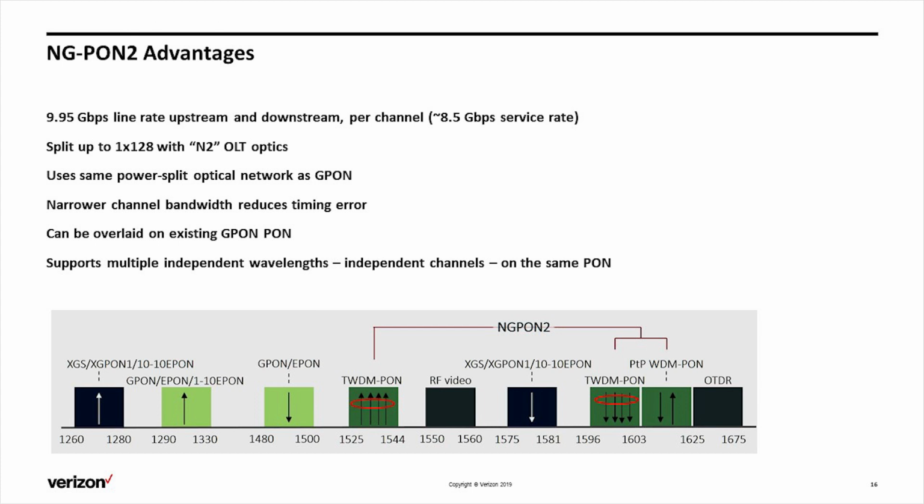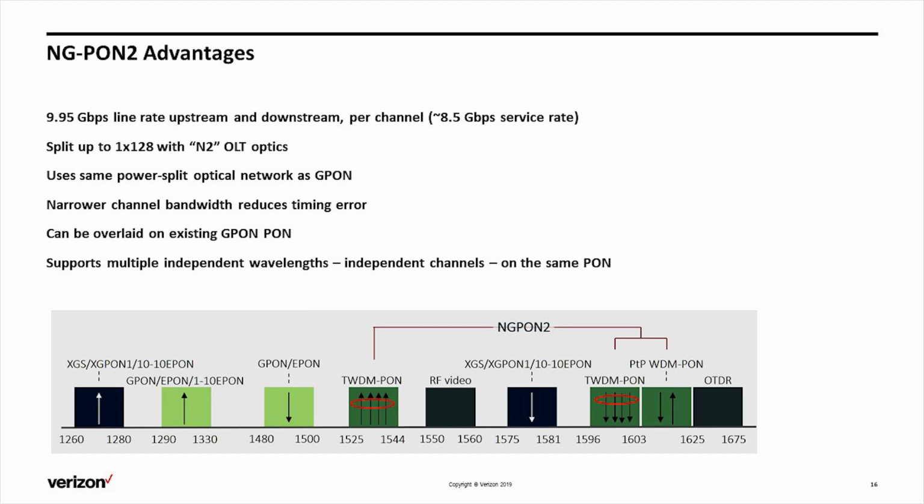Another thing that you can do with NG-PON2 that you can't do with GPON is that you can increase the split up to 1 by 128. And this is going to be important for us to drive down some capital costs. You need an N2 optic to be able to do this, and I'll talk about that towards the end of the presentation. As I said, it uses the same power split network as GPON, and there's the mistake, that's not supposed to be there yet.